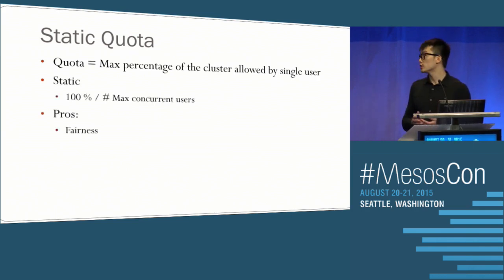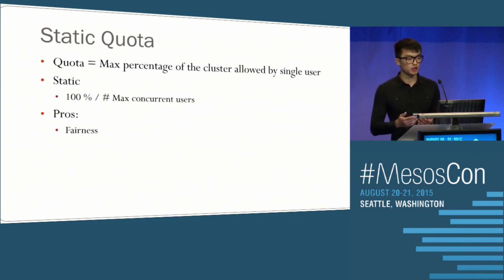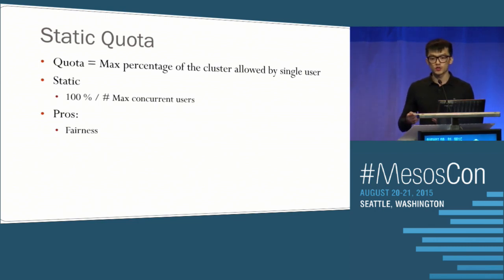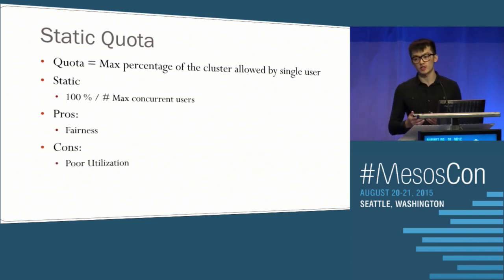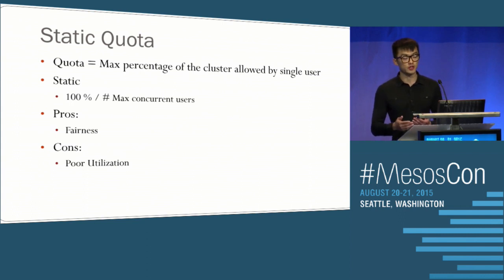The quota can be computed statically just by dividing the total amount of resource by the max number of concurrent users we think we're going to handle. And the advantage is quite clear. It guarantees fairness. It's basically reserving the resource for each user so they can get them whenever they want. And of course, an obvious disadvantage of this is it leads to poor utilization, right?